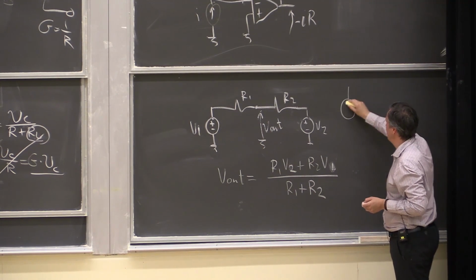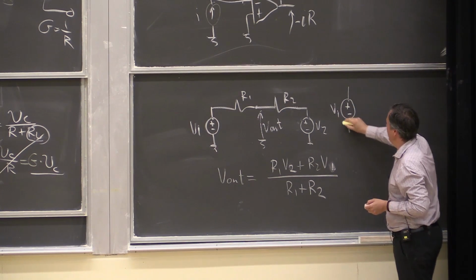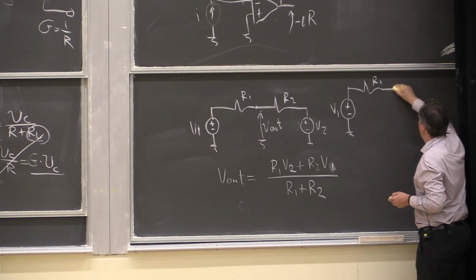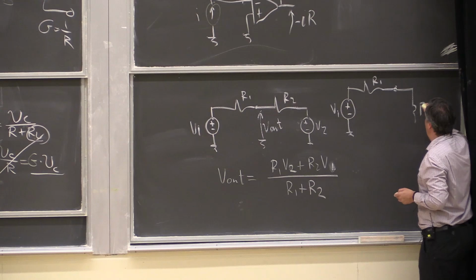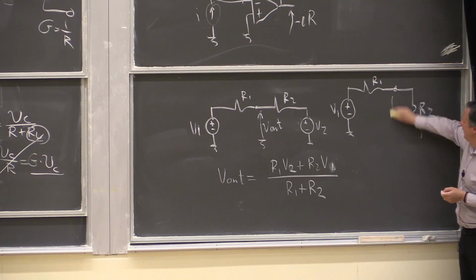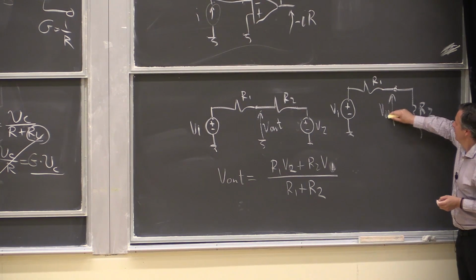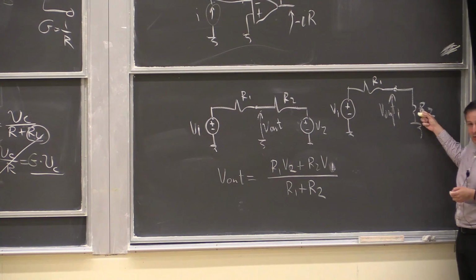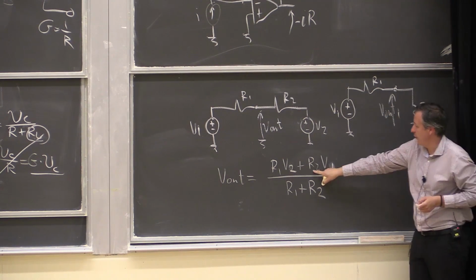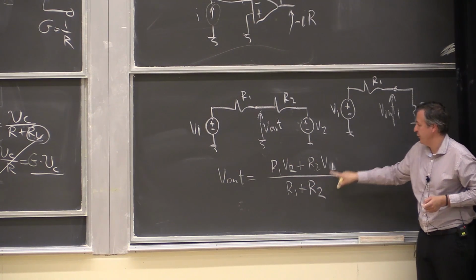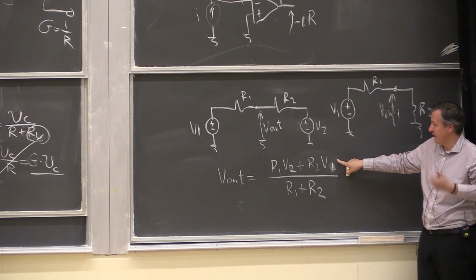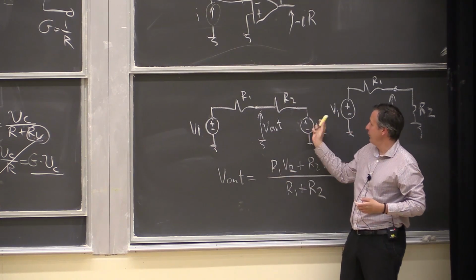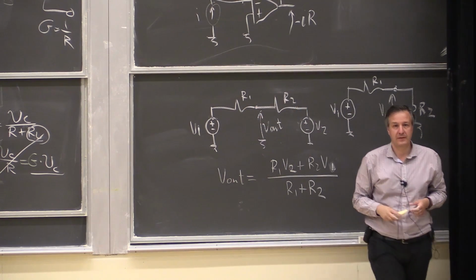Meaning the equivalent circuit is V1, R1, R2, and then we're measuring this, V out 1, right? So then it's R2 over R1 plus R2 times V1. And then the second component is the opposite. I null this, so I have R1 V2 over the sum of the two resistors.